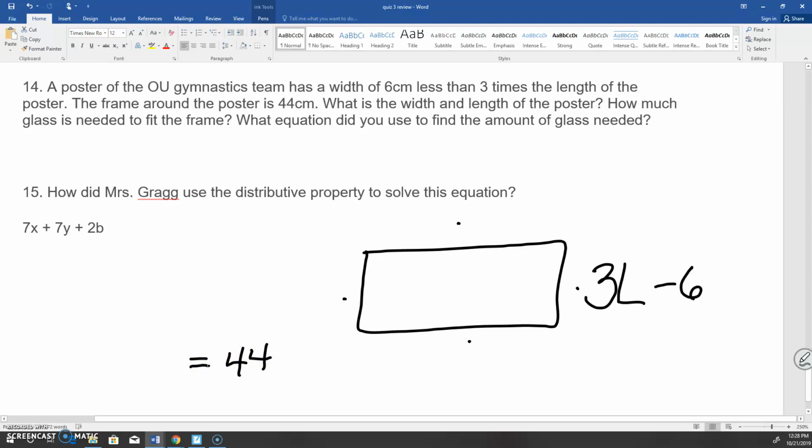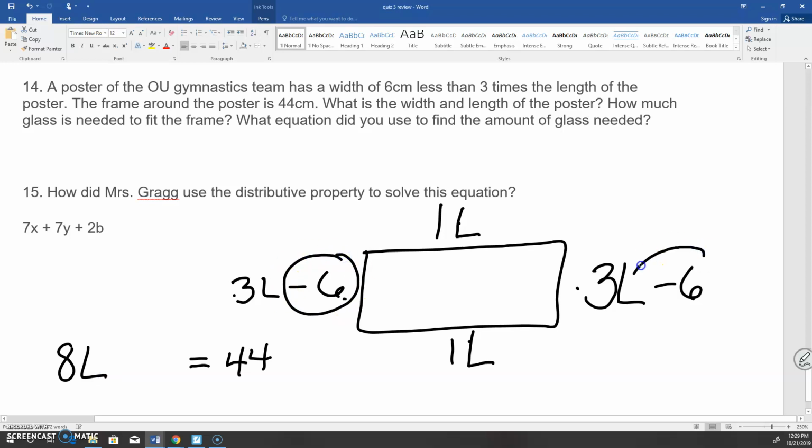Do I know my length? It doesn't tell me, so I'm just going to have to put an L there. Well, if that's L, this is L. And these two sides have to be equal also. Then I have to add up all my L's. So I have 1, 2, 3, 4, 5, 6, 7, 8 L's. And then I have a negative 6 and a negative 6. Same sign, add, different sign, subtract. Negative 12.